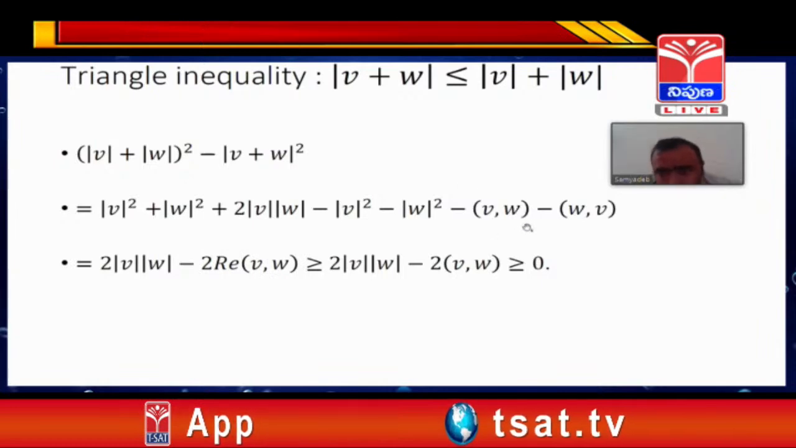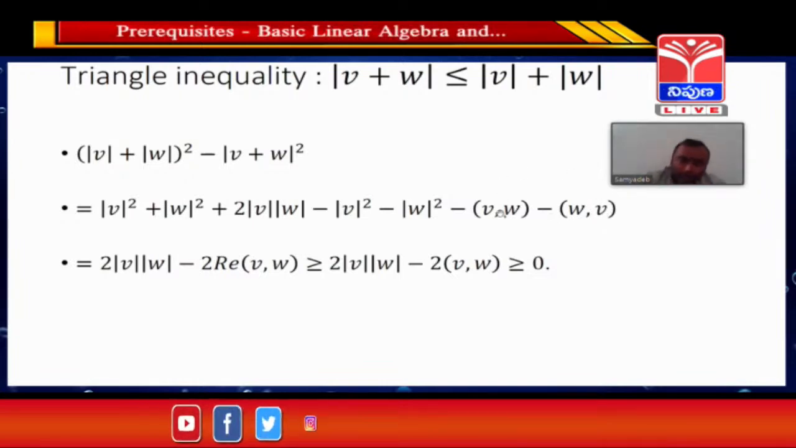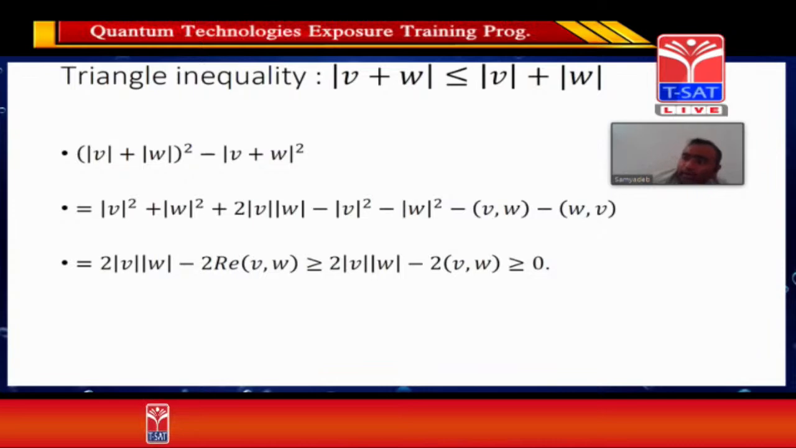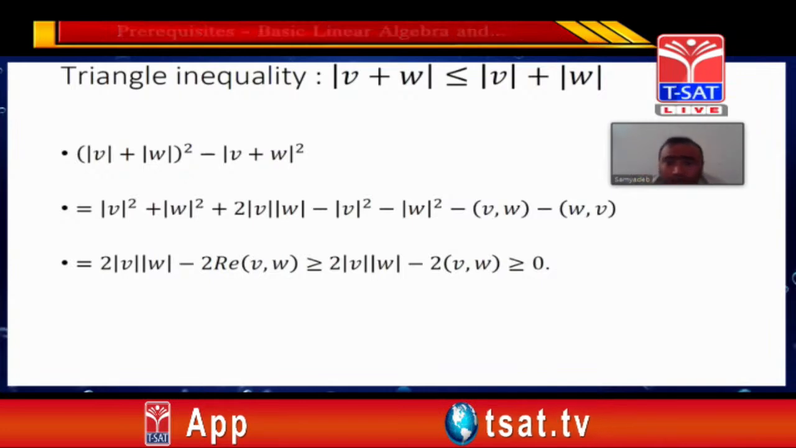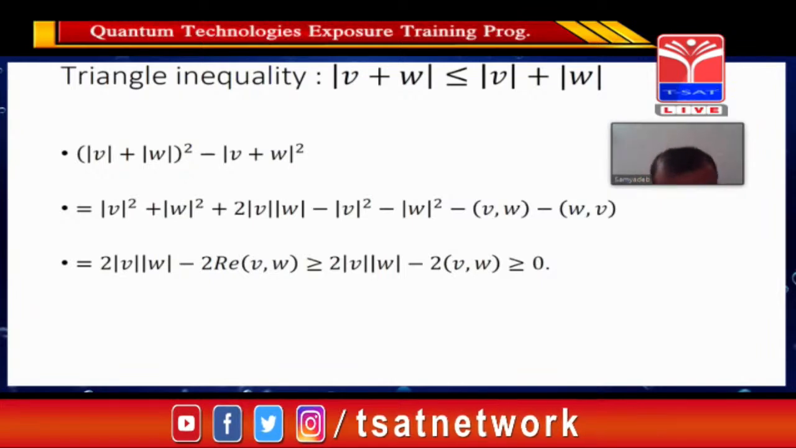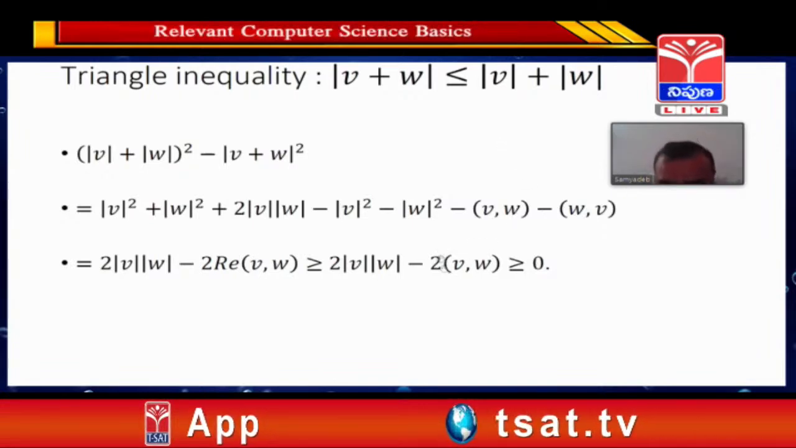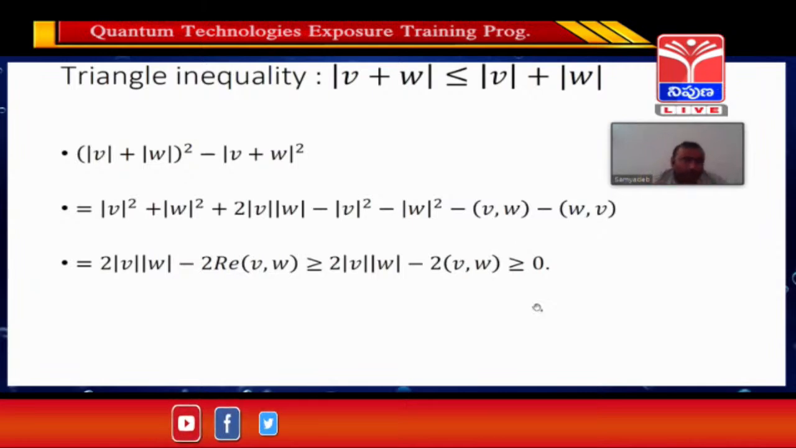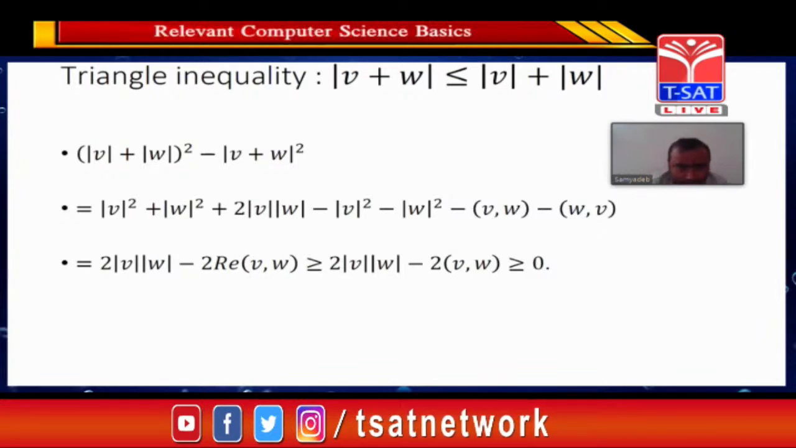Since the inner product vw is a complex number and the inner product wv is its complex conjugate, we know that if we take a complex number, say A, then A plus A star, that is its complex conjugate, divided by 2, is its real part. So the inner product vw plus the inner product wv is essentially twice the real part of the inner product vw. I'm sorry, in the last line here also, it is the magnitude of the inner product of vw.